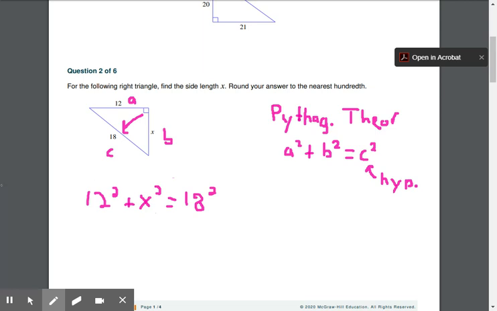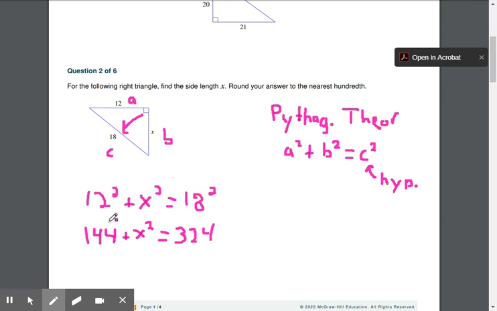So plug 12 squared into the calculator to get 144. Plug in 18 squared to get 324. Now here's where these problems are a little different now. If you're finding the leg instead of the hypotenuse, we can't add these together because these are not like terms. So we have to do some algebra now to get x by itself.